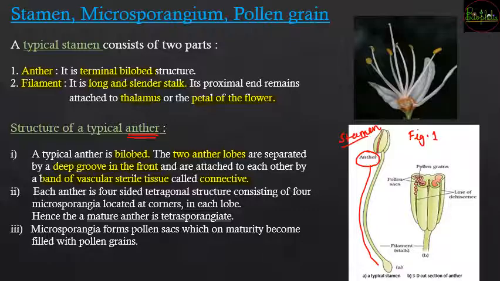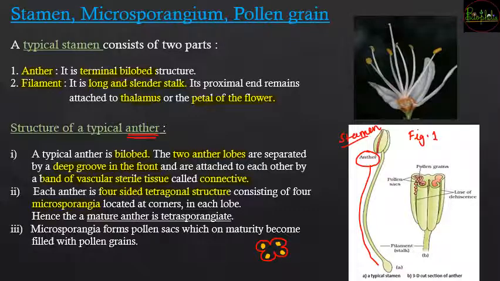Now if the anther is being cut in the transverse section, then what can you see? You can see a structure that is going to be like this, right? And when this type of structure is seen, you call it as a four-sided tetragonal structure, right? Four-sided tetragonal structure के corners पे we can see the microsporangia, right? So at the corners you are going to see four located microsporangia, right?